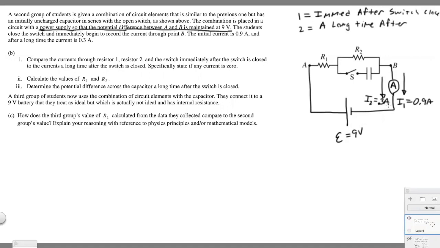So they want us to, first of all, compare the current through resistor 1, resistor 2, and the switch immediately after the switch is closed, and we're comparing that to the currents a long time after. So I think the easiest way to do this is to make a little table so it's super, super clear. So here is a little table. So we're going to say immediately after, long time after, and then we're going to look at resistor 1, resistor 2, and then the switch.